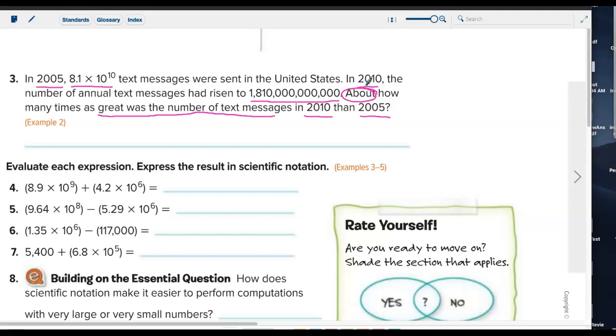Estimate. Which number are we gonna estimate? The big one. The one that's not written in scientific notation? Yes. Okay. So if we rounded it to the greatest place value, what would it be? 2 trillion. Okay. So we're gonna round this to about 2 trillion. So how many zeros do I need? 12.